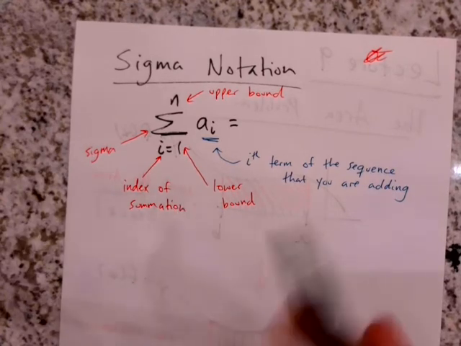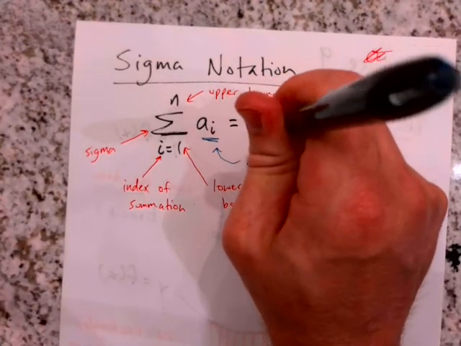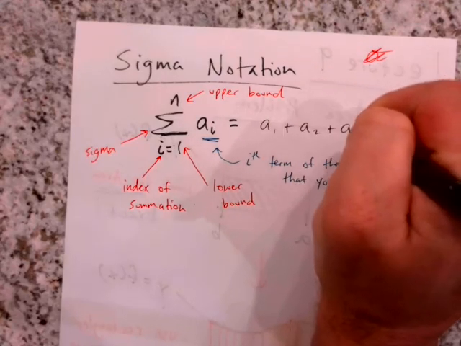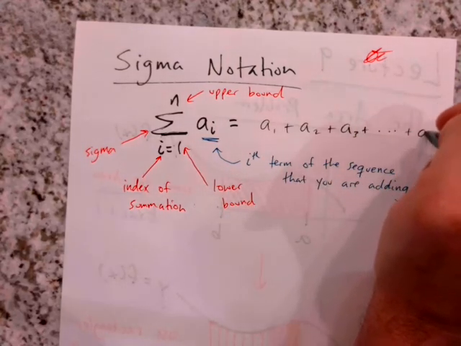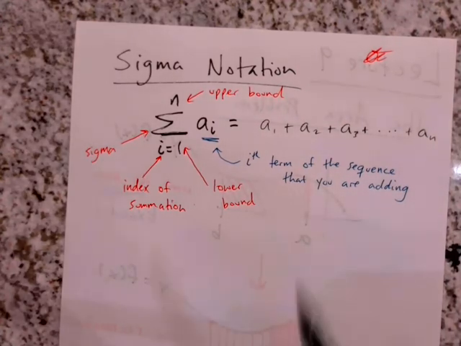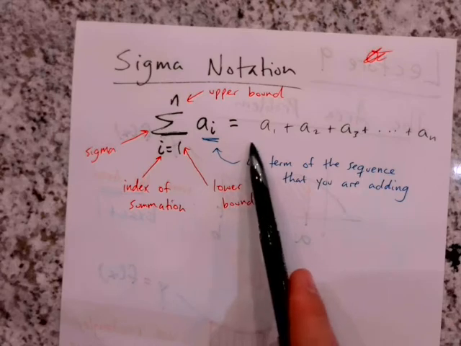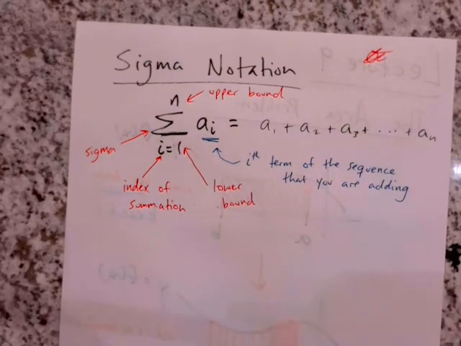But this notation is a concise way to express the sum of A1 plus A2 plus A3 plus ... all the way to A sub n. I is the variable. First you plug in 1, or your lower bound, and you keep doing it until you plug in n.